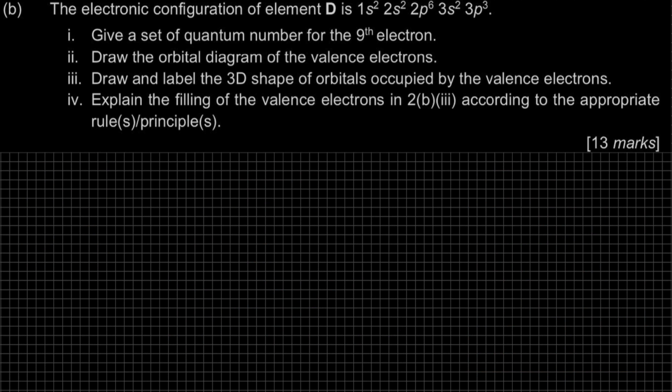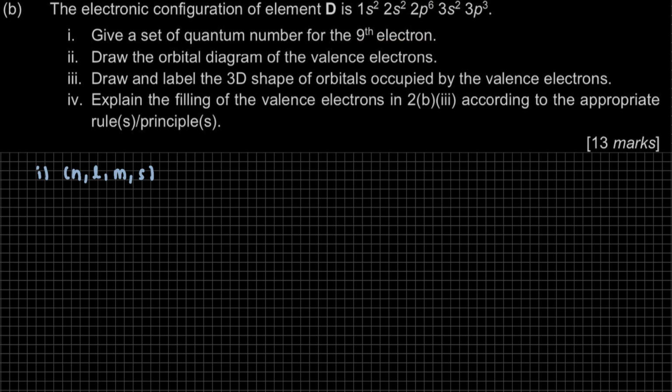For question B, the electronic configuration of element D is 1s2, 2s2, 2p6, 3s2, 3p3. So question 1 Roman, give a set of quantum number for the 9th electron. So what is your quantum number? Quantum number is your N, L, M, S. Nasi lemak memang sedap. Nasi lemak masak sotong. And L, M, S. Okay, so again, if you look here for the 9th electron, when you calculate, here you got your 2, here 4, so here 10. So for the 9th electron, it must be at 2p6.